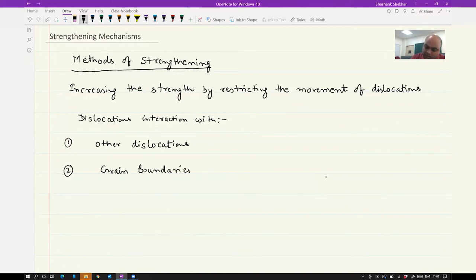Okay. Then if we are talking about, say, an alloy system, not a pure metal, right? You are also going to have solute atoms present in the alloy. So dislocations can interact with the solute atoms. Okay. Now in certain alloy systems, you are going to have precipitates present in the system. So dislocations can also interact with precipitates. Okay, and we have one more, which is called dispersoids.